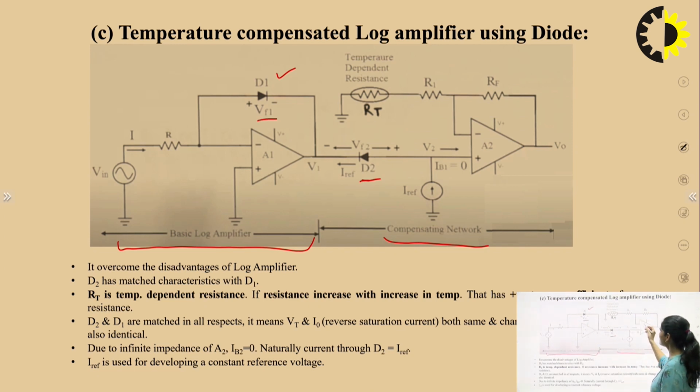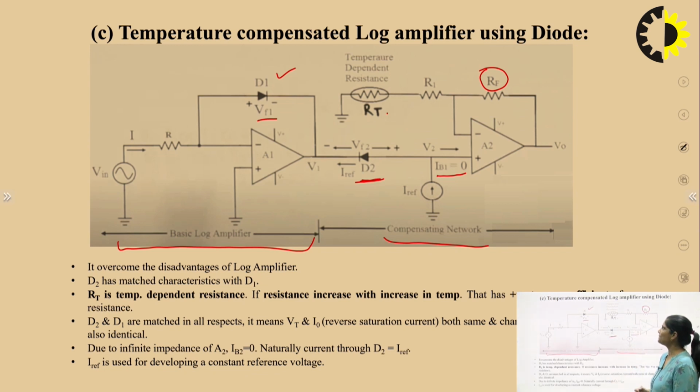Now this is operational amplifier 2, and Ireference is connected at the non-inverting terminal. So here IB is equal to 0 due to virtual ground. So the Ireference current is also flowing across this diode D2. Now here RF, the feedback resistance, is connected in the operational amplifier A2, and the R1 resistance is connected, and RT. RT is represented as a temperature dependent resistance.